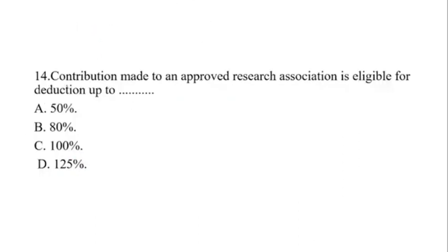Then question number 14, contribution made to an approved research association is eligible for deduction up to. So here it is talking about the research association. As I said in the last lecture, in case of research, how much deduction will you get? That is option number C, 100% deduction. If you contribute for research, you will get 100% deduction.